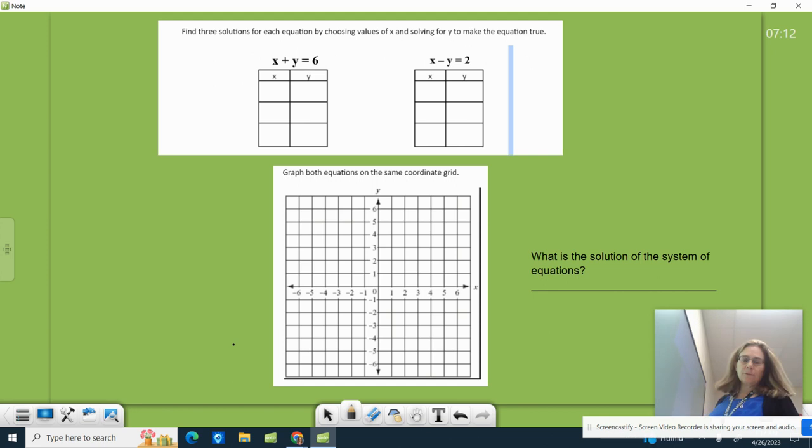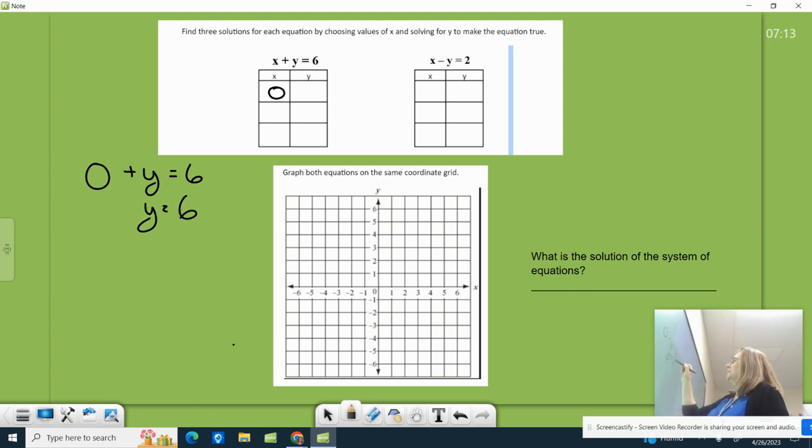So it says, find three solutions for each equation by choosing values of x and solving for y to make the equation true. Okay, so what that means is I choose a number that's easy to work with. I'm going to choose 0. So if I put 0 in for x, it becomes 0 plus y equals 6. You can probably do this in your head. Pretty self-explanatory. So y equals 6.